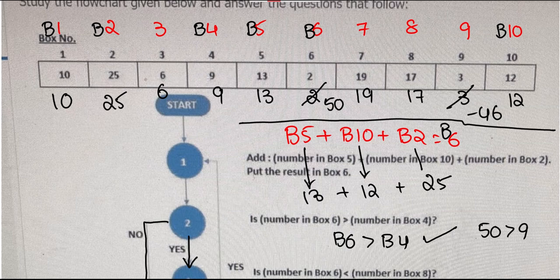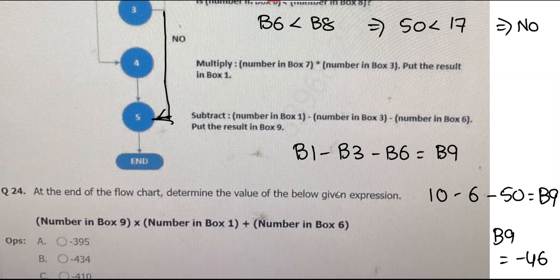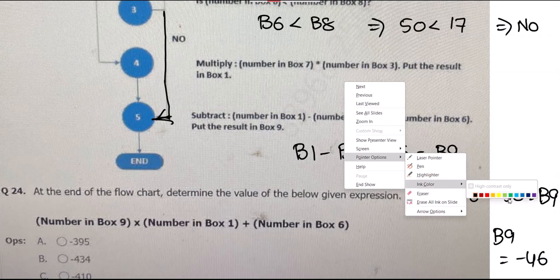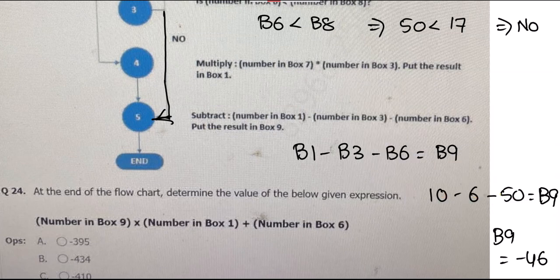Now finally, what are they asking? I understand visibility is a bit of an issue for this question. Box 9 should be multiplied with box 1. Box 9 is minus 46, box 1 is 10, giving minus 460. Then add the number in box 6, which is 50. So minus 460 plus 50 is minus 410. Option C has minus 410 available.